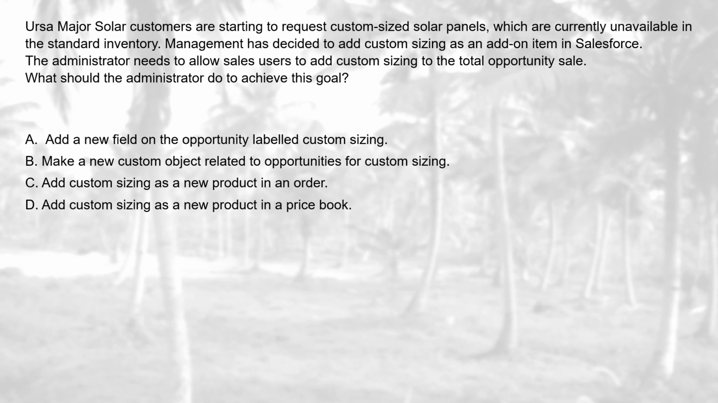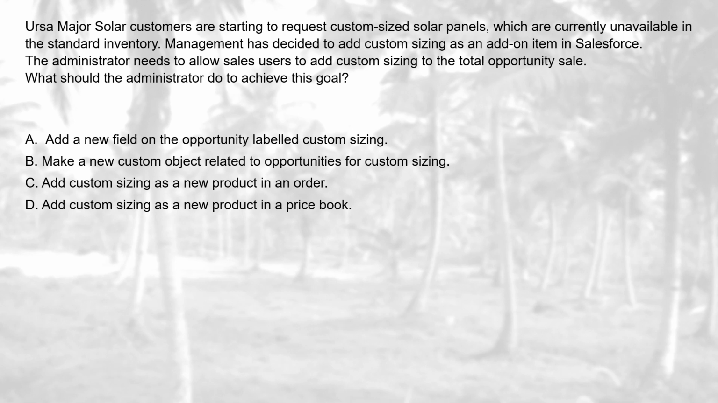So let's think about this for a second and what would make the most sense and be the easiest for the admin. If you add a new field on the opportunity labeled custom sizing, you would still need to put it in the price book with a price. And it wouldn't necessarily do what you want it to do, if that makes sense. So it's out. It seems like a good idea, but it's not the easiest or best practice.